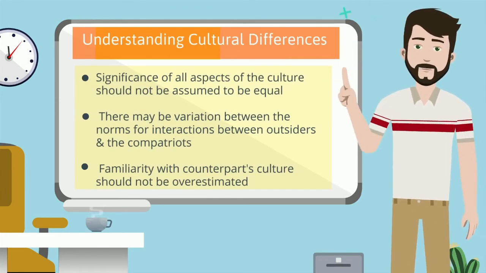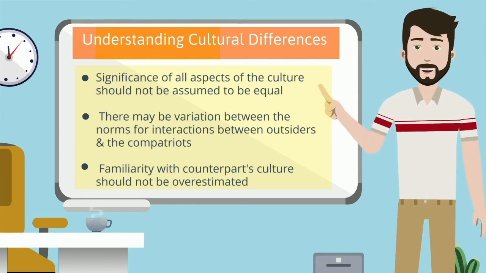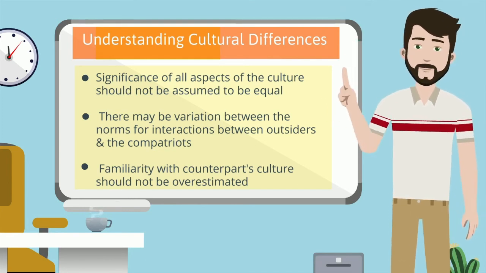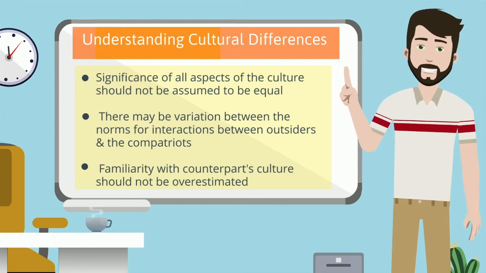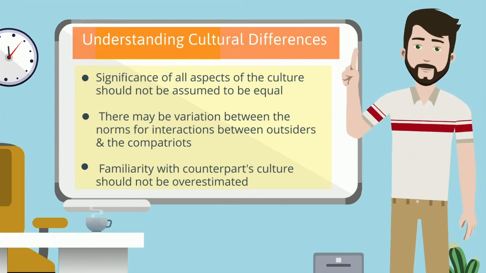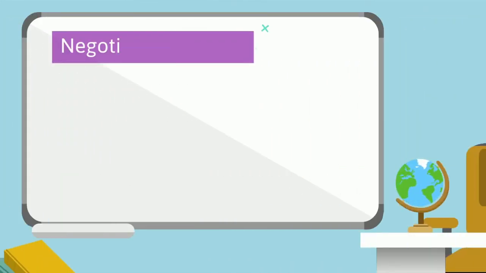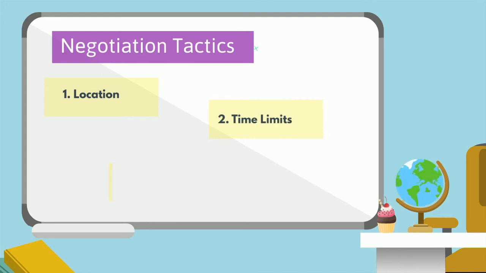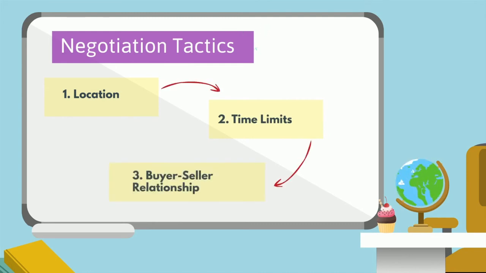Finally, Chinese negotiators are tricky. Just because they smile and nod to every word you say, don't be surprised if they reject your offer. Negotiation tactics are divided into 3: location, time limits, and buyer-seller relation.